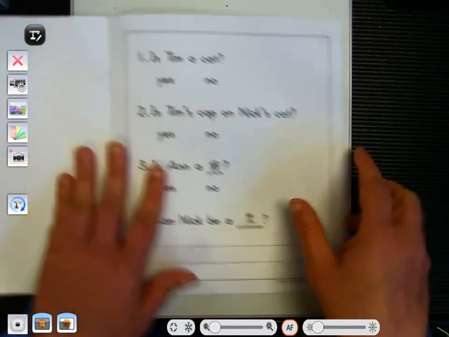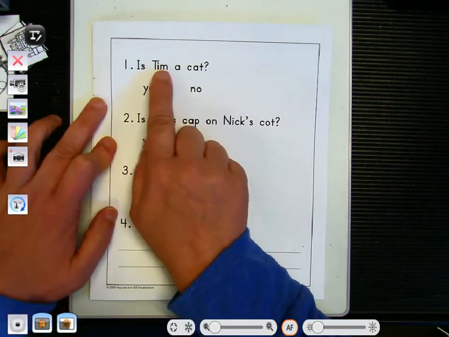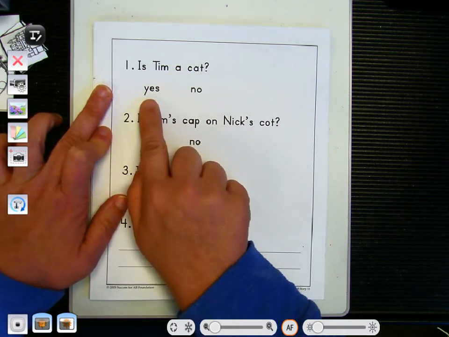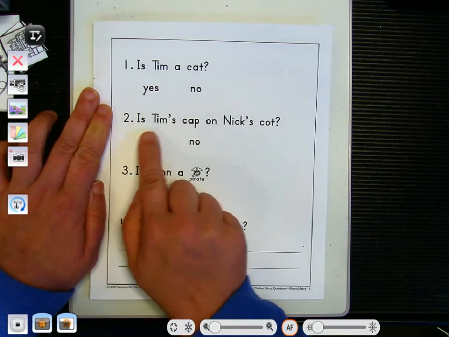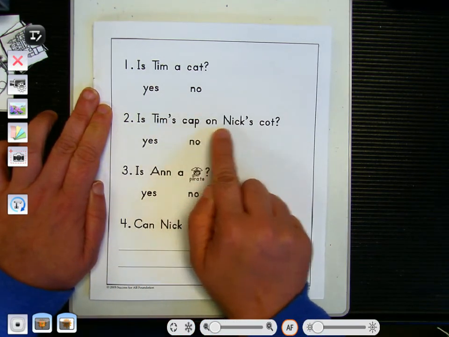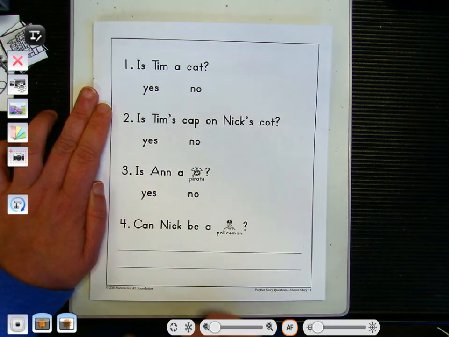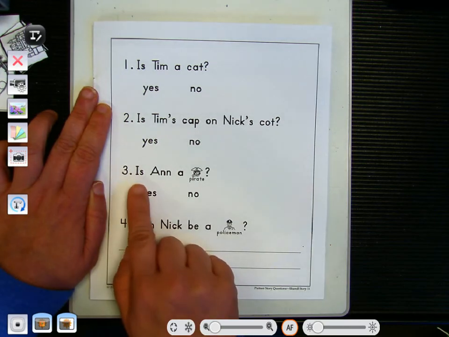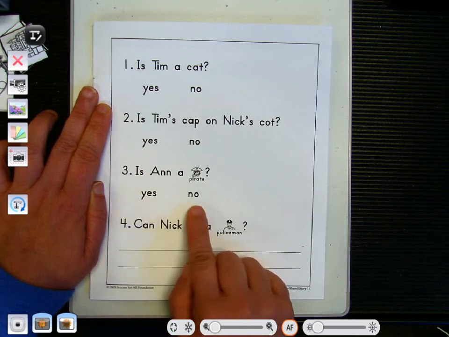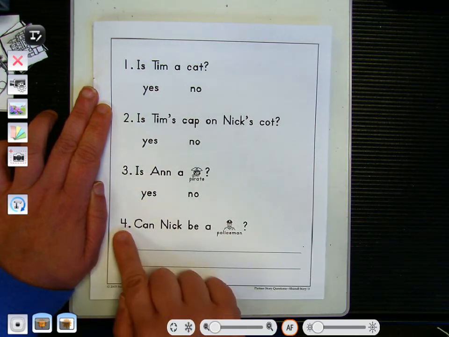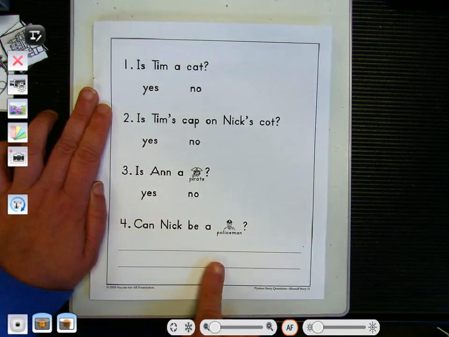Let's go ahead and answer our questions. Number 1. Is Tim a cat? Yes. No. Number 2. Is Tim's cap on Nick's cot? Yes. No. Number 3. Is Anne a pirate? Yes. No. Number 4. Can Nick be a policeman? Your turn to write your answer.